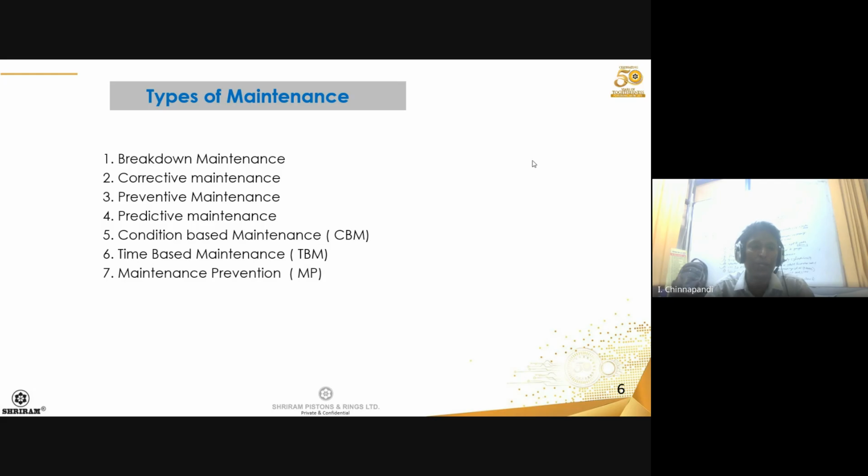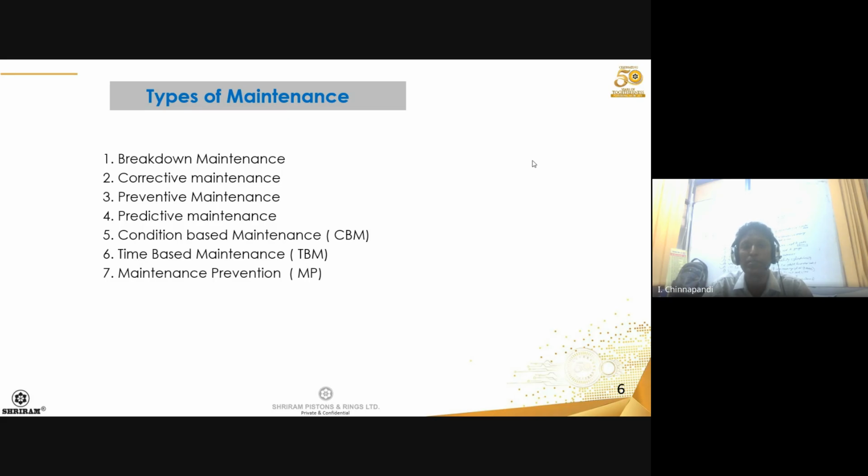And from predictive maintenance, we move to condition-based maintenance. Condition-based maintenance means we see the condition of the equipment, take feedback on the condition, and accordingly do some correction. And time-based maintenance is as good as preventive maintenance: we have to replace something at a set time. For example, these parts we have to replace after 2000 running hours, or 2 years, or 6 months. That's called time-based maintenance. And the last method is maintenance prevention.